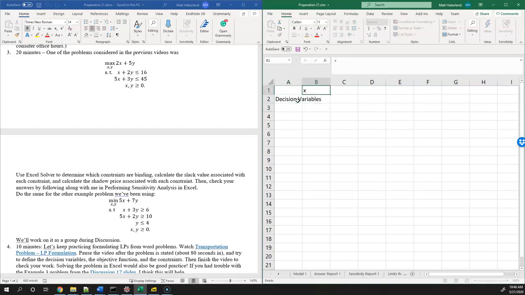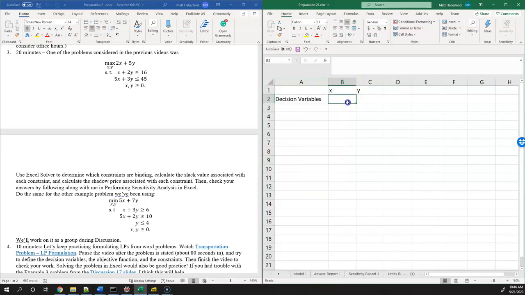I've got x and y as their names, and I'll start them off with initial values 0. My function to maximize in this case is 2x plus 5y. For the constraints, we've got a less than constraint that has 1x plus 2y as the left-hand side of it. We're going to evaluate that and compare it to the right-hand side and make sure it's always less than. The right-hand side needs to be 16.